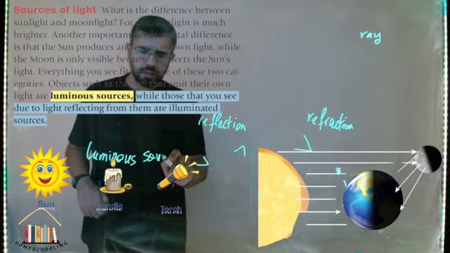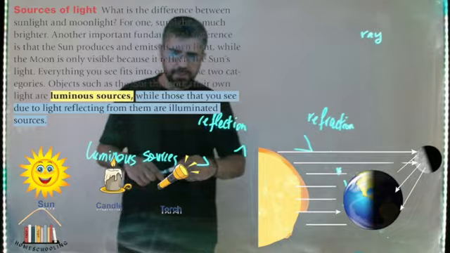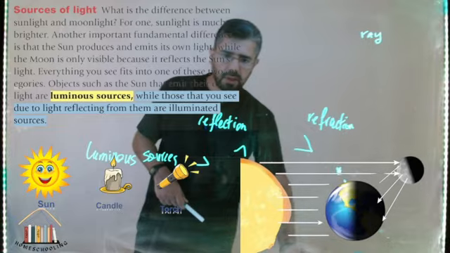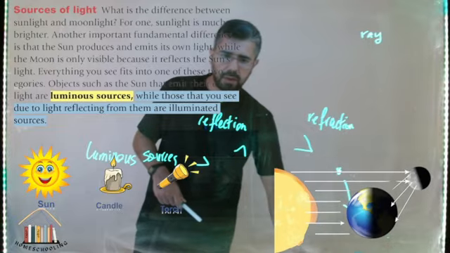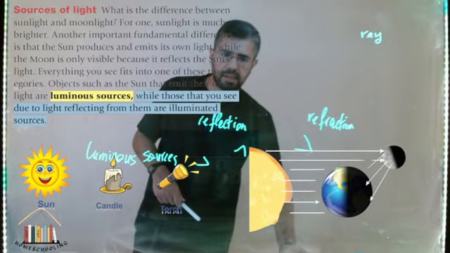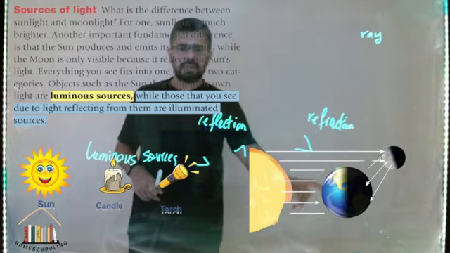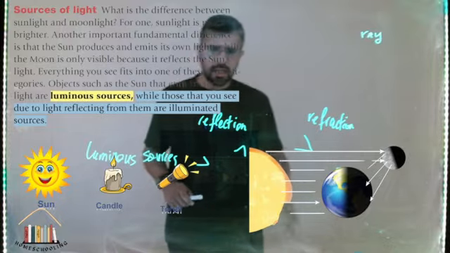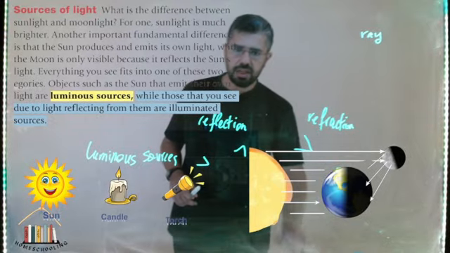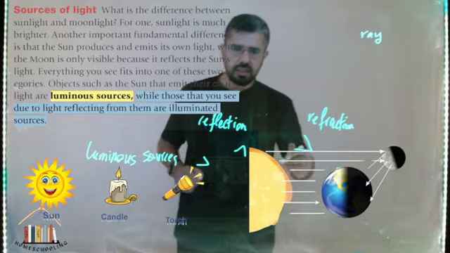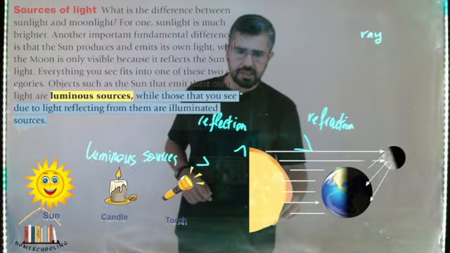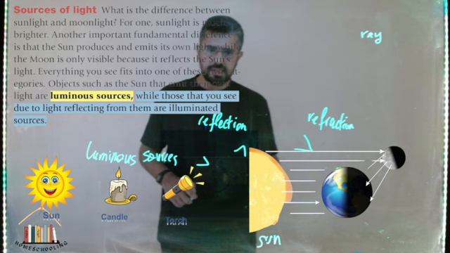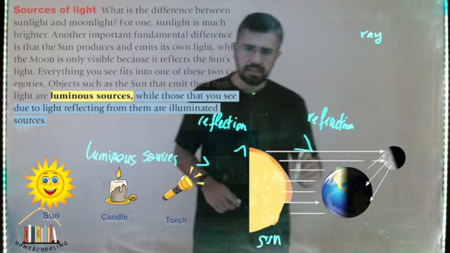As you see here in this picture, imagine this as the sun. We have our planet Earth, and we have the moon. So who's the luminous source among all of these three? It is the sun. The sun is the luminous source. This is the sun sending the light. It's the source of light.